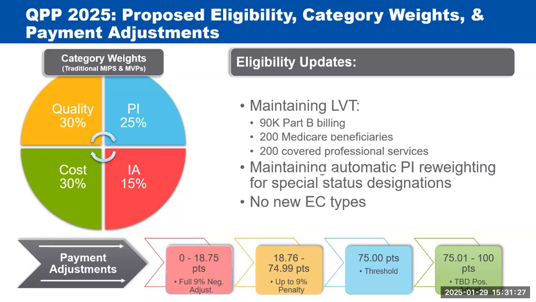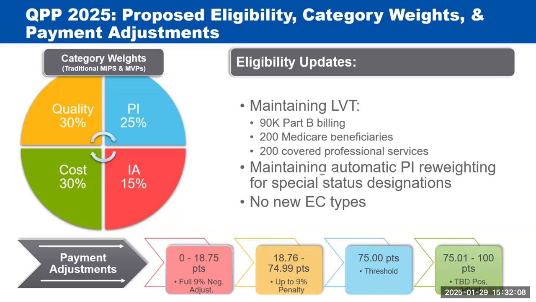The low volume threshold for participation at that individual or group level is at $90,000 Part B billing, 200 Medicare beneficiaries, and 200 covered professional services. CMS has also maintained the automatic PI reweighting for special status designations. So small practices, HPSA, ambulatory surgical centers, those designations of clinician types or organizations would receive that automatic reweighting of PI. CMS also did not finalize or extend any new eligible clinician types this year for the program.